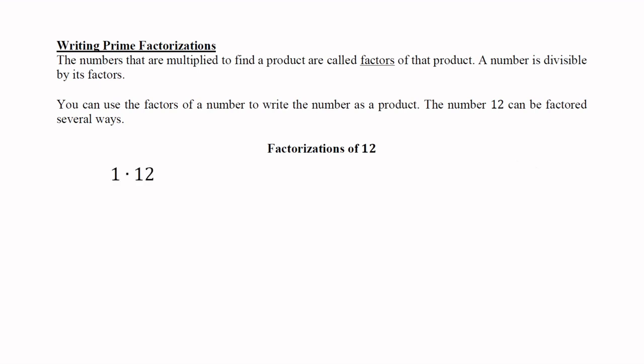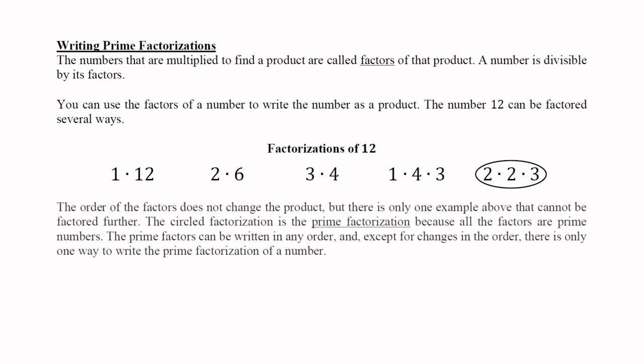We can write it as 1 times 12, 2 times 6, 3 times 4, 1 times 4 times 3, or 2 times 2 times 3. Now, of all of these products, there's one that is special, and that is 2 times 2 times 3. The order of the factors does not change the product, but the only example that cannot be factored further is 2 times 2 times 3.